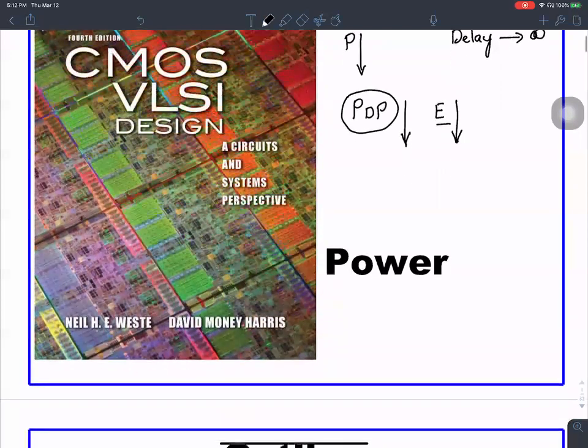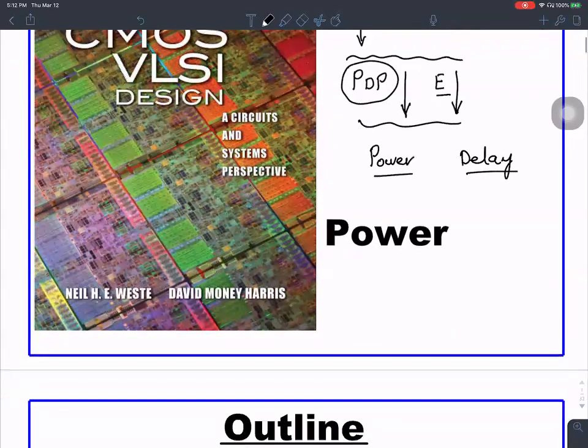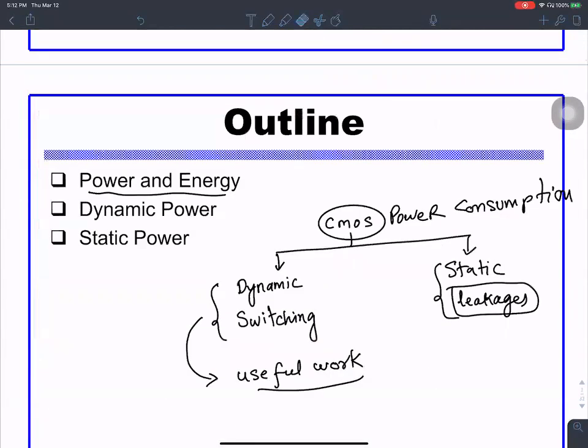Okay, so that way we are paying attention to both the power and delay in unison and not one at the expense of the other. Okay, that's the idea that we discussed in the last class.